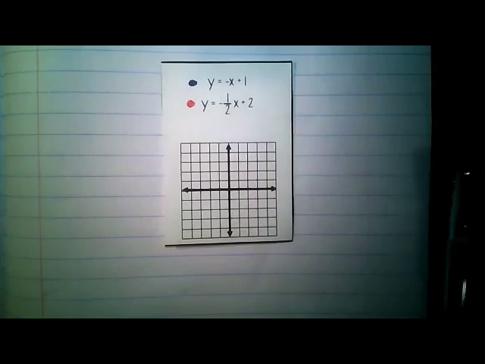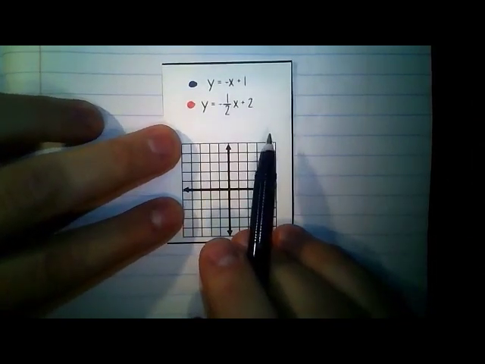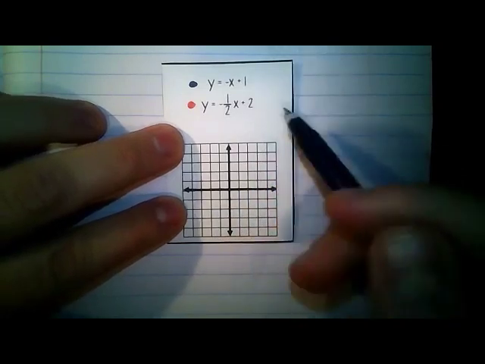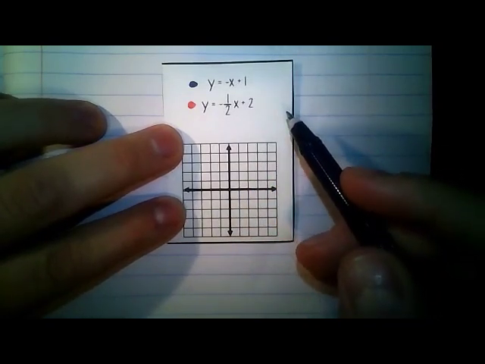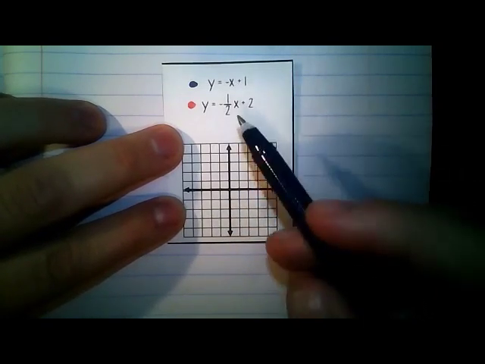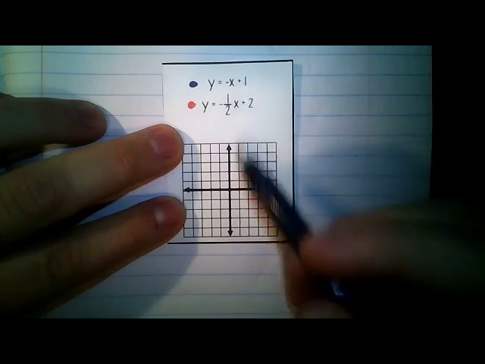And so for this one we have y equals negative x plus 1 and y equals negative 1/2 x plus 2. So I chose this one to do first because they're both in slope-intercept form. There's not a whole lot of work involved. So I'm going to use two different colors. Blue is for my first equation, red is for my second one.